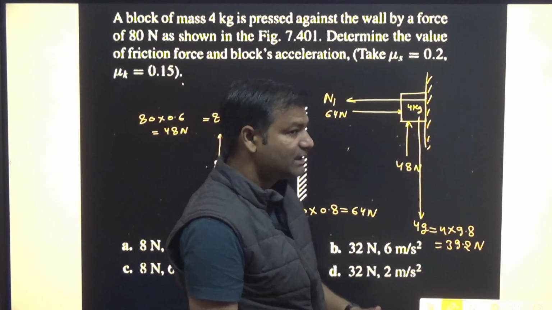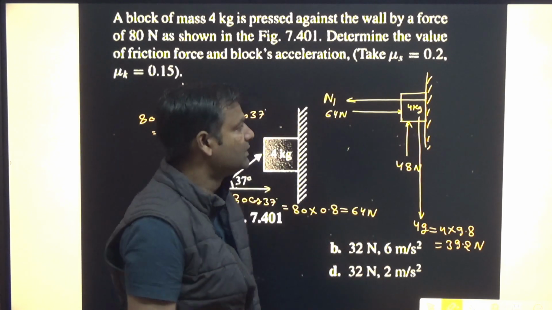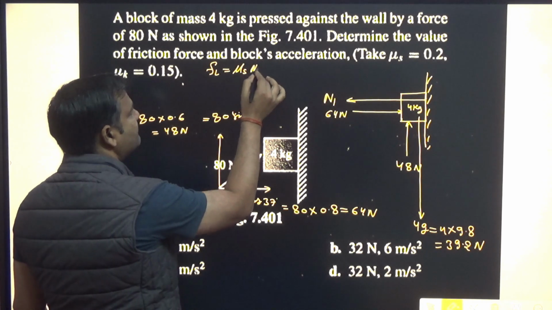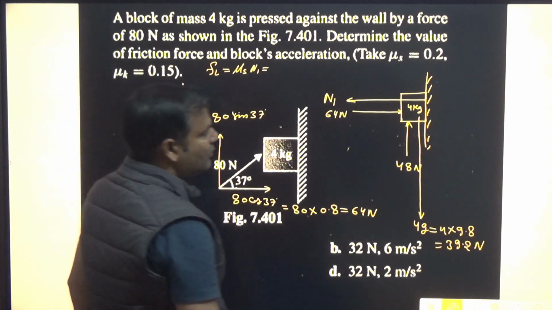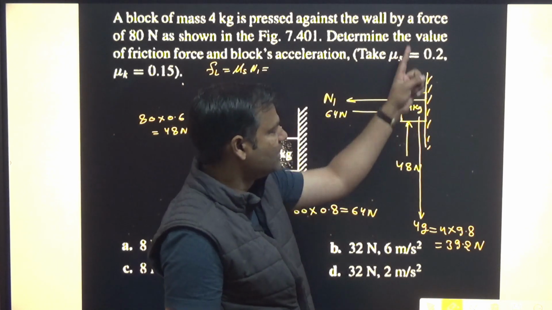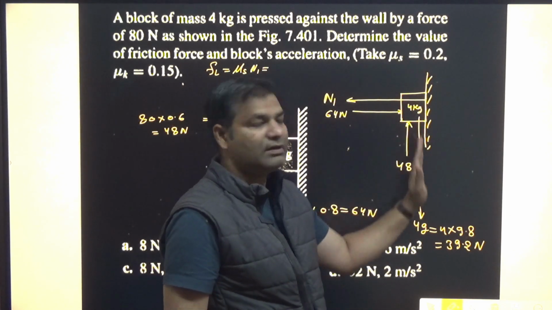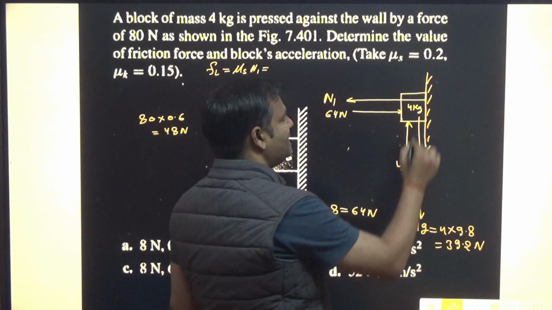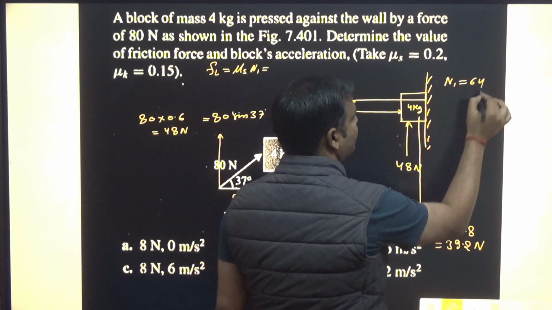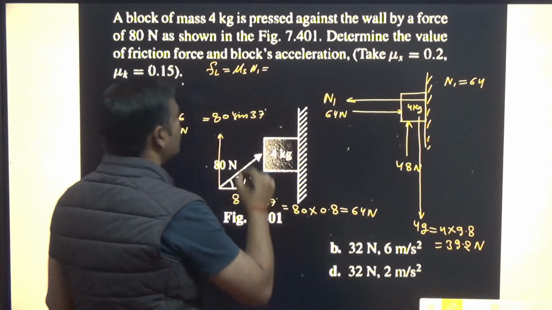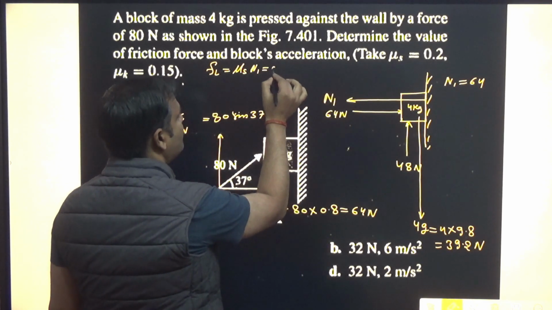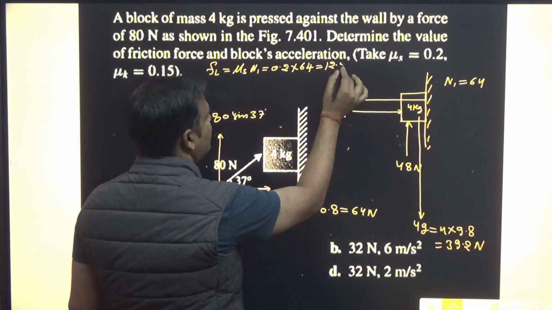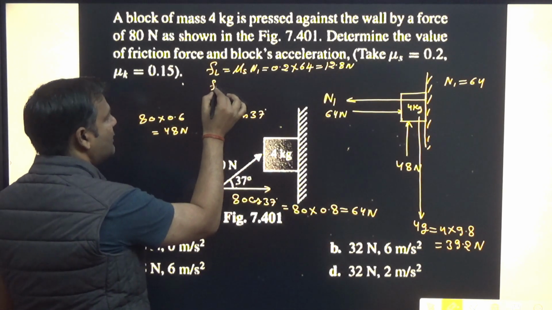Now the next target is, what about the frictional force? First of all, the limiting value FL is μs into N1. What about N1? Motion is always corresponding to the y direction, not the x direction, because that is a wall. That wall is fixed. So this N1 balances 64 Newton. So μs is 0.2 into N1, which is 64. How much? 12.8 Newton.